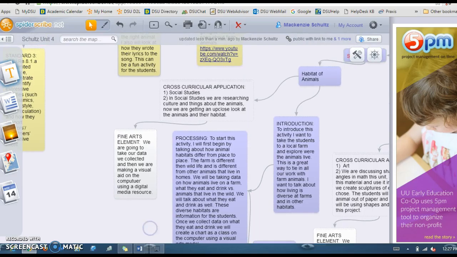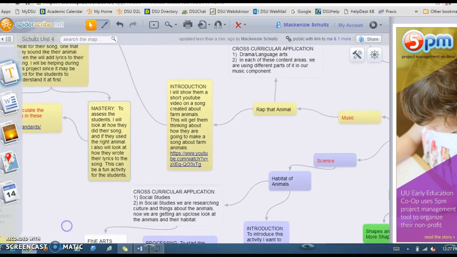This links into our cross-curricular application of social studies, because in social studies we are researching culture and things about animals, and now we are looking up close at the diversity of the habitat of each animal. And the fine arts element is that we are going to take the data we collected and make a visual aid on the computer using a digital media resource.